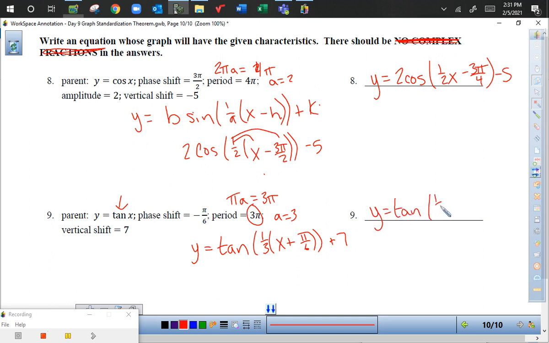So we've got 1/3 x, straight across on top is pi, straight across on bottom is 18, closing it, putting your plus 7, and that's it. Okay, be sure if you have any questions on this to come see me.